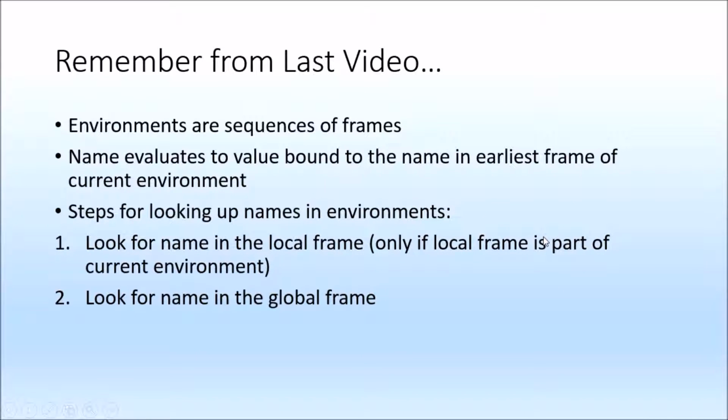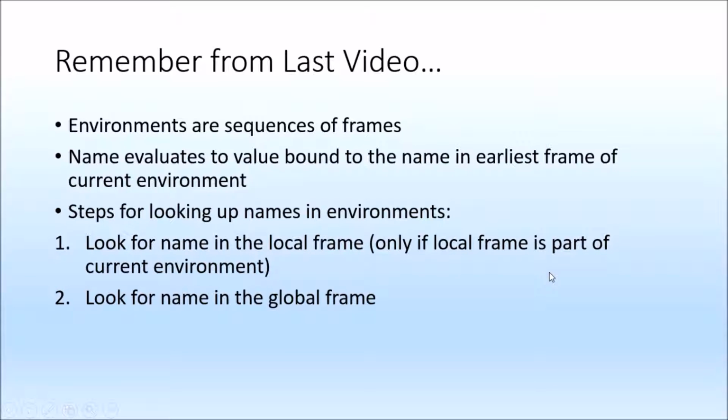And one more thing to review, this is super important that we understand that environments are sequences of frames. Every single time we want to look up a name, it evaluates the value bound to the name in the earliest frame of the current environment. And we'll see examples of this that'll make it clear. I know I promised that last time, but in this video, I will definitely go over an example of this. And every time we want to look up a name in an environment, we look for the name in the local frame. And one thing I wanted to note is that we only do this if the local frame is part of the current environment.